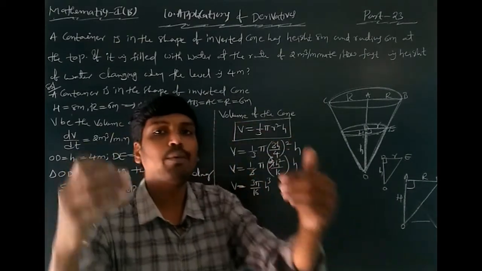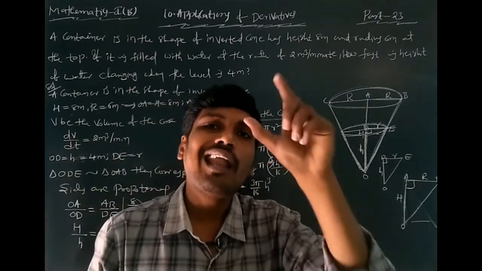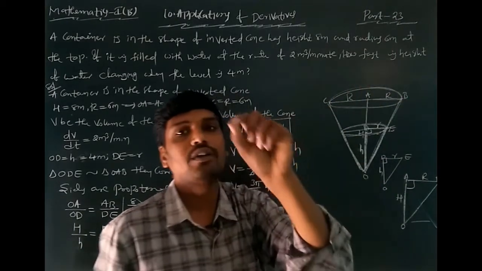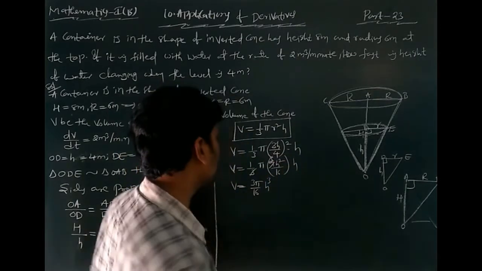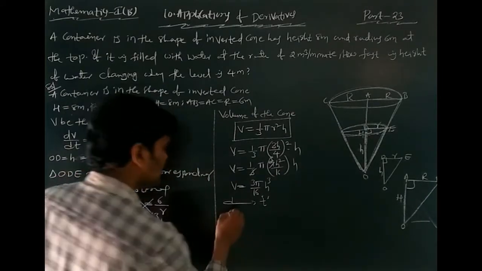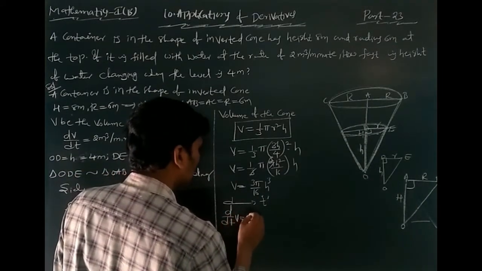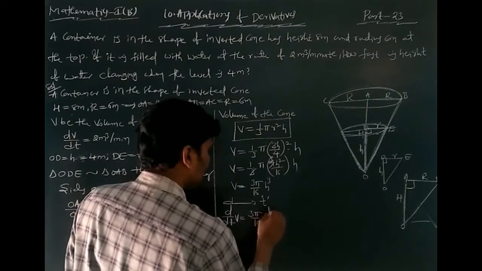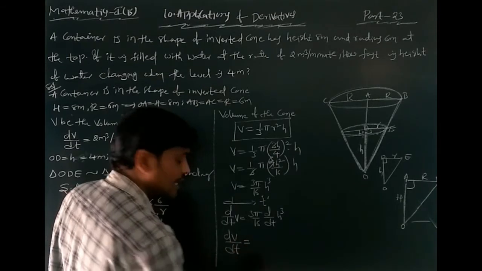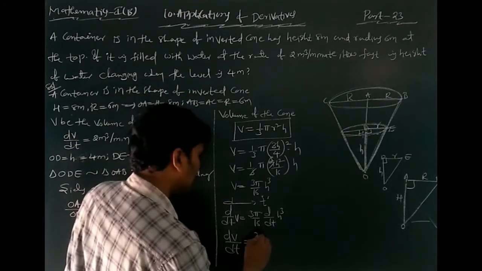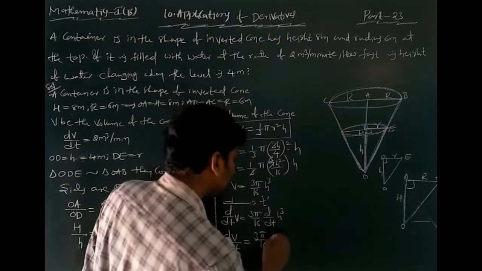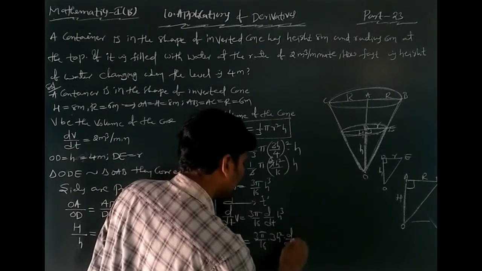Understood or not? Suppose you take the volume of the larger cone, then you have to take capital H or radius capital R. Understood or not? After that, take the derivative with respect to t on both sides. You get d by dt of V equal to 3 pi by 16, taking common, d by dt of h cubed. Here we can write dV by dt is equal to 3 pi by 16 into the derivative of h cubed, which is 3h squared into d by dt of h.